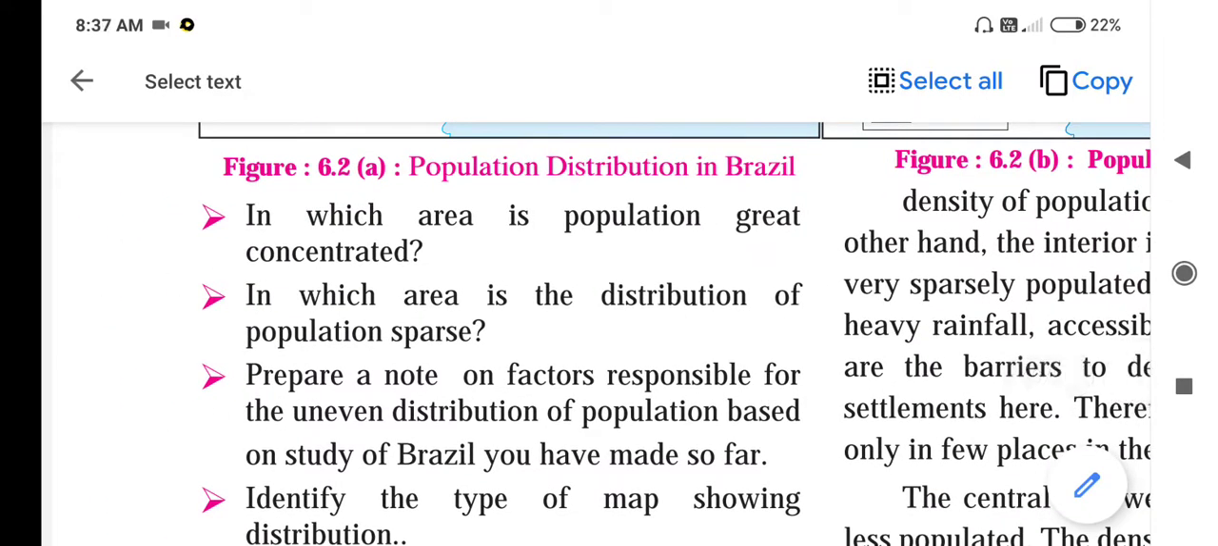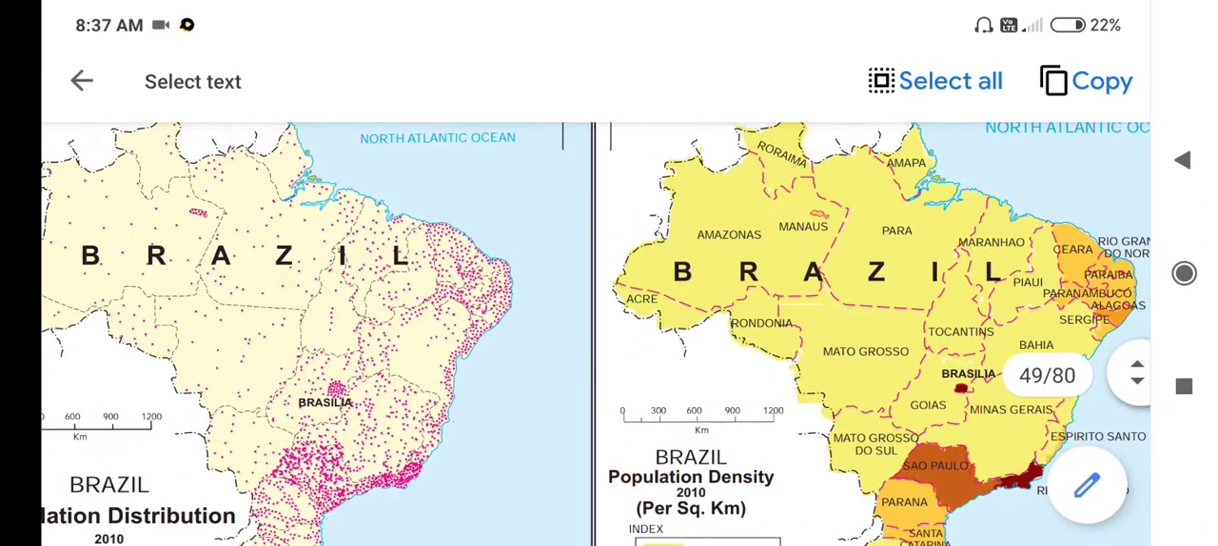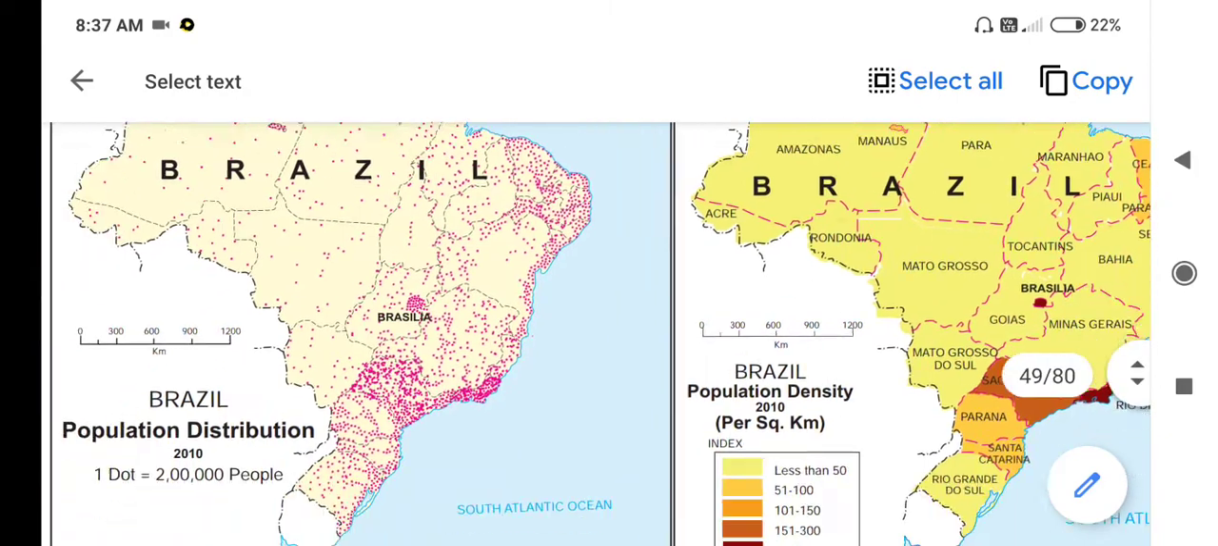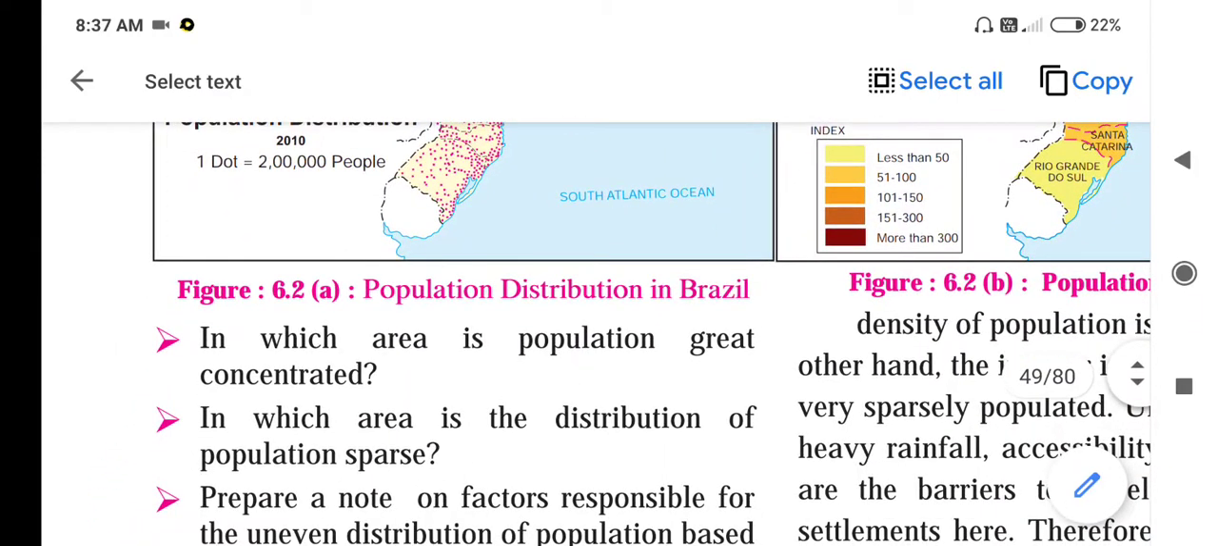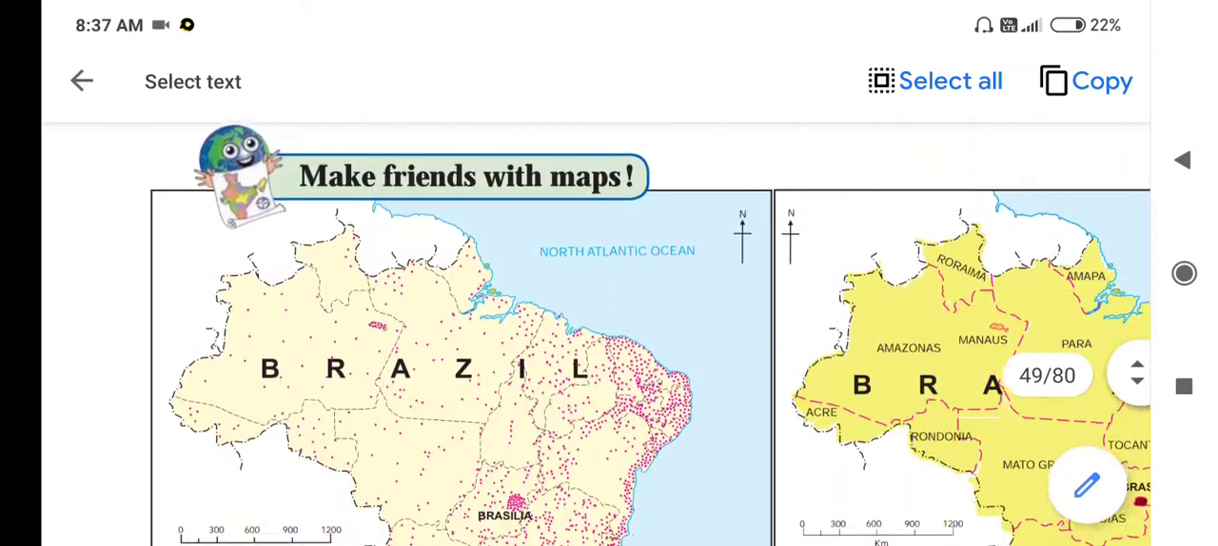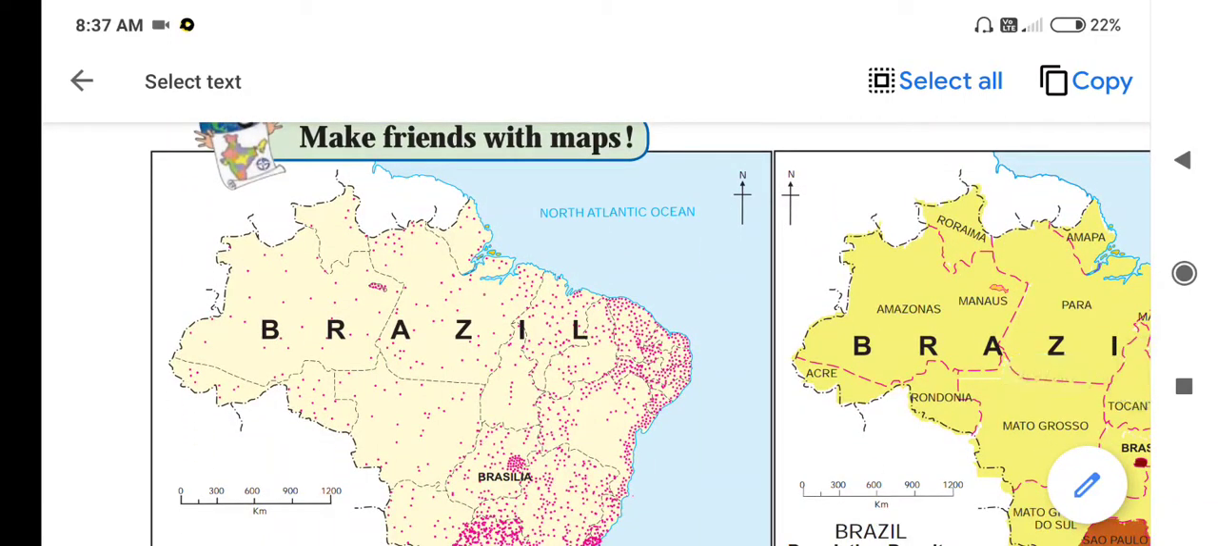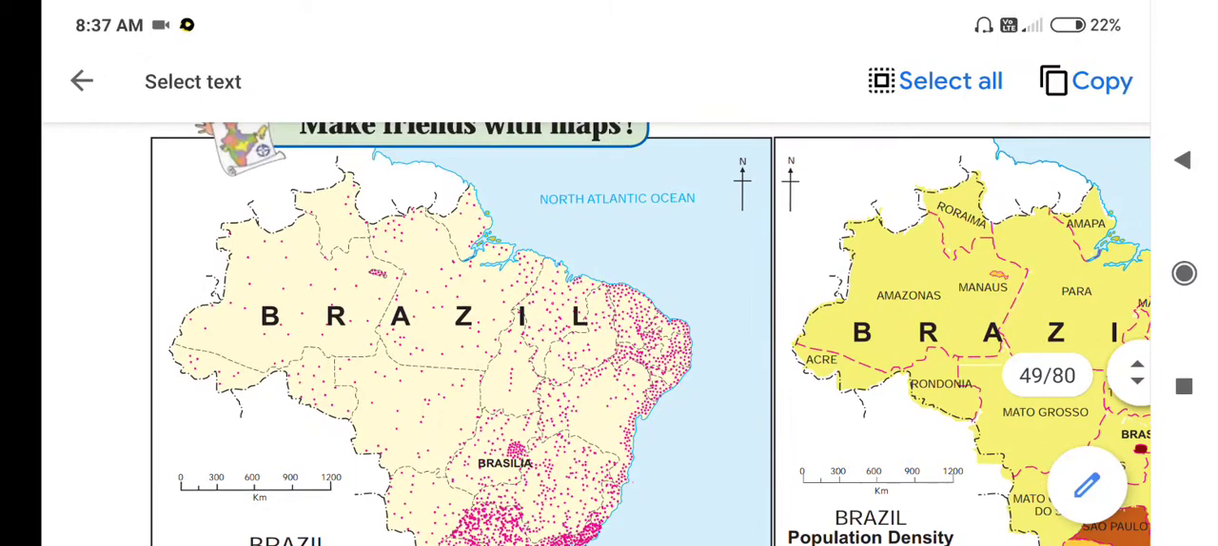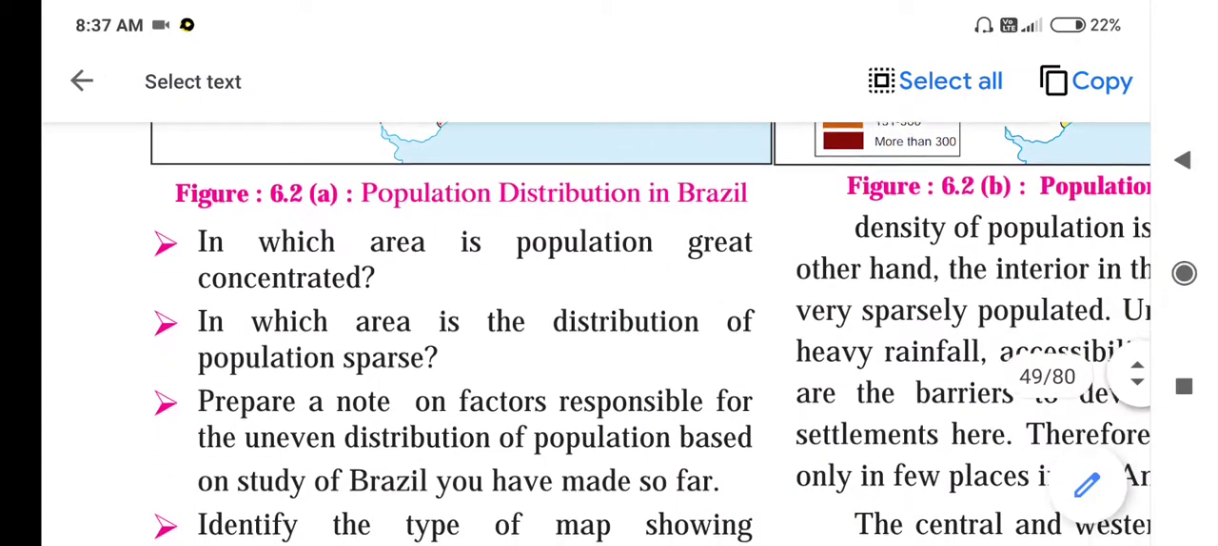In which area is population concentrated? We have seen the north and east part, the coastal area, their population is concentrated. In which area is the distribution of population sparse? We have seen here this western part, that in the western part the population is very sparse.